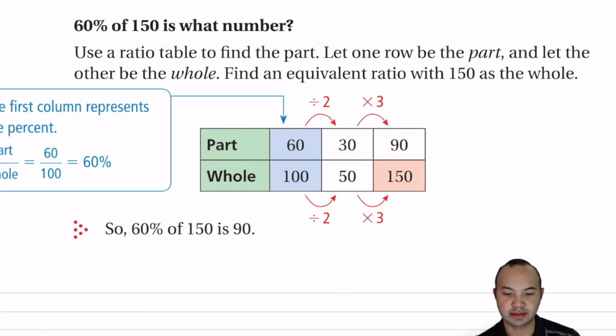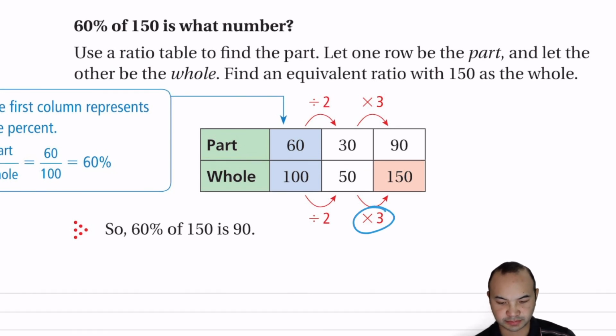60% means 60 out of 100, right? Okay, so 50% right here is going to be 30, because to get from 100 to 50, you divide by 2. So 60 divided by 2 is going to be 30. Now that you know what 50% is, to get from 50 to 150, you multiply by 3. So 30 times 3 is going to be 90. Okay, so you could have done that.